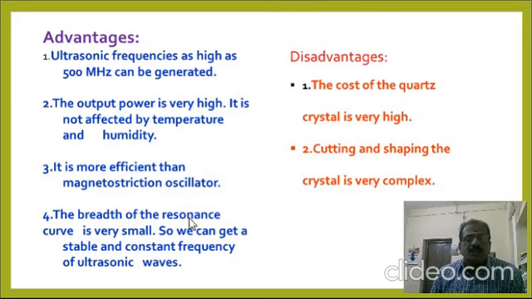The breadth of the resonance curve is very small, so we can get a stable and constant frequency of ultrasonic waves. That is a very important point. If you want to use ultrasonic waves in any place, the frequency must be constant. It should not be variable. It should be constant and stable always. Such a stable and constant frequency of ultrasonic waves can be obtained by using piezoelectric oscillators. Okay.